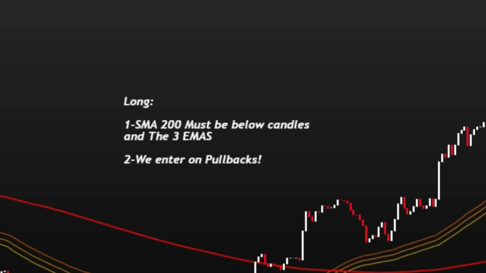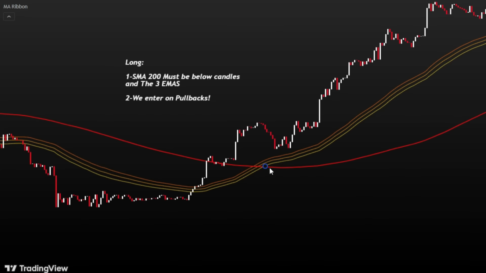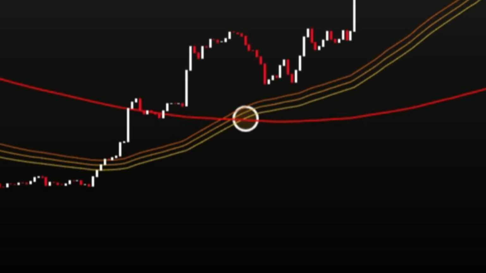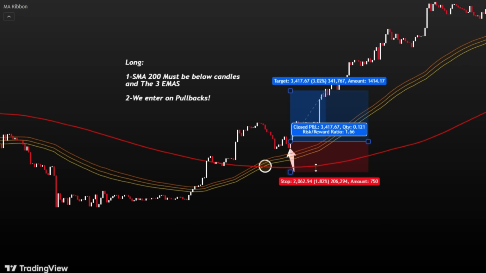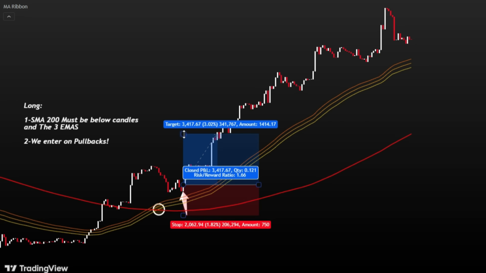In this chart, the SMA 200 has moved below the EMAs and the candles, which tells us that the long-term trend is bullish, and from here on we can focus on long positions. We also see a pullback to the EMAs, where the price is forming a base. That is our entry zone. Just a simple signal, but notice the huge risk-reward ratio it offers.